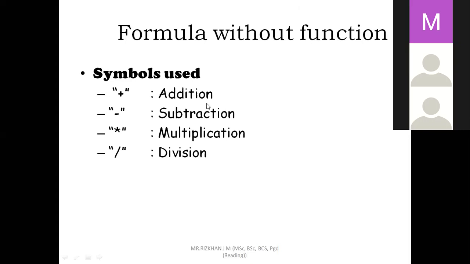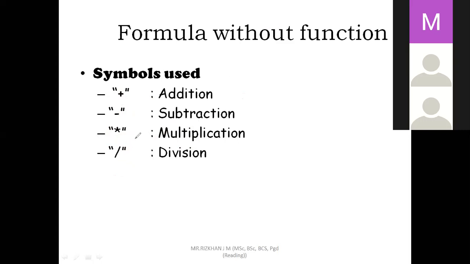we are going to use some symbols which we are familiar with. Normally these symbols we use in mathematics. We can use this plus, which is used for addition. Minus is used for subtraction, and we call this asterisk. The asterisk is used for multiplication and the slash is used for division.